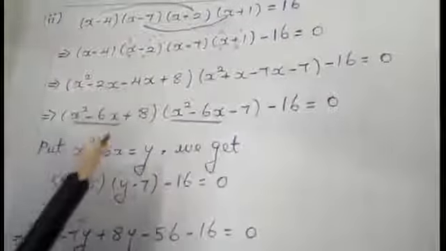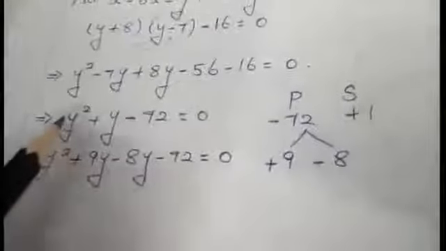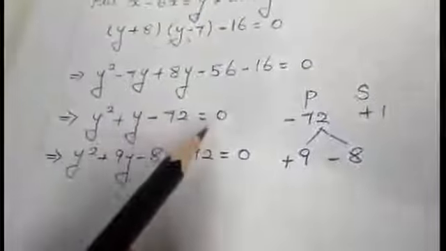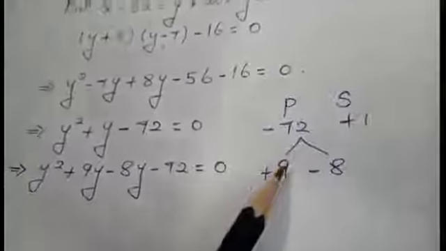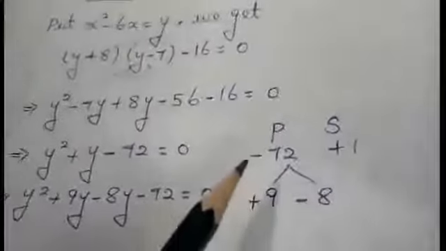I am just bringing this plus 16 to my left hand side. You will be getting like this, same like the first sum. You are going to replace it as y. After replacing, you will be getting a quadratic equation, y square plus y minus 72 equal to 0. You are going to find the roots using the product sum method or the quadratic formula, students. After finding, you are going to find the values for y.